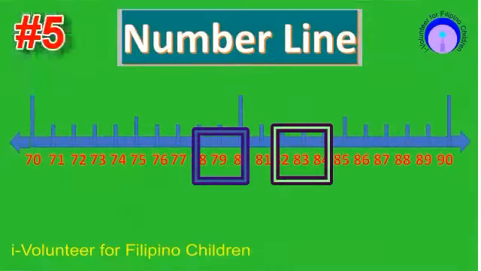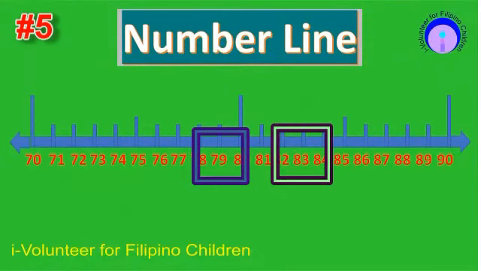Item number 5. Which number is lesser? 79 is less than 83. Kindly repeat.